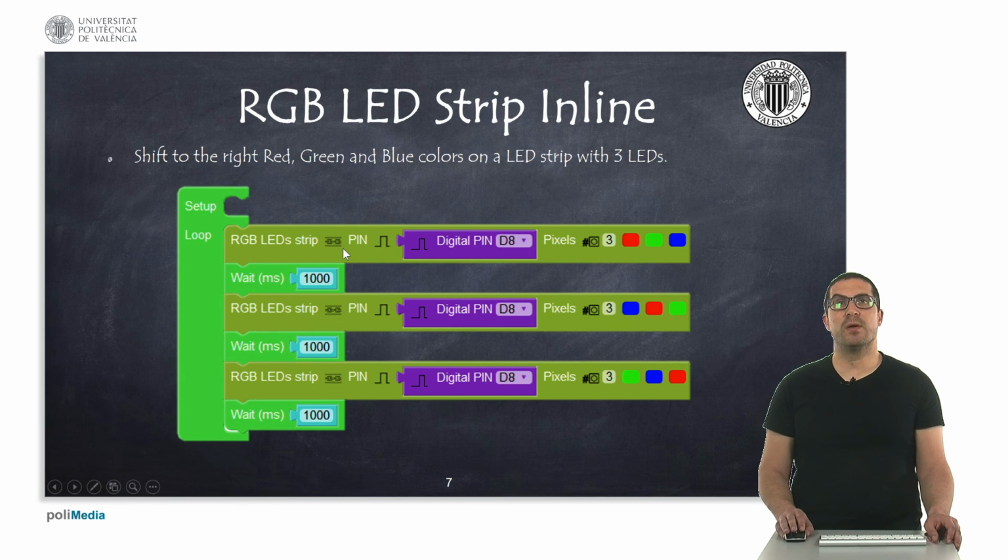So in this example particularly, what I'm doing is just an effect of shifting the colors. So I'm putting the red here on the first instruction, wait for 1 second, and then I shift the colors to the right. And then here again, I shift the colors to the right too.